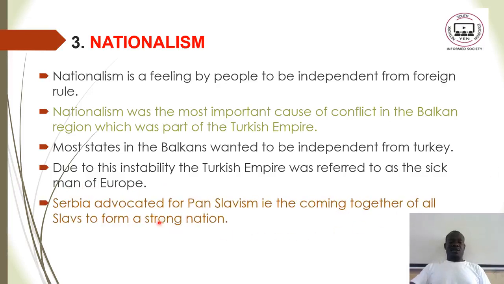So Serbia advocated for Pan-Slavism, that is the coming together of all Slavs to form a strong nation. Serbia, which was also under Turkey, was advocating that all the Slavs, not the slaves, but the Slavs, like a group of people, a tribe, just as we call the Dumbuka or the Chewa or the Yao, should form a strong nation of their own to be independent from Turkey.